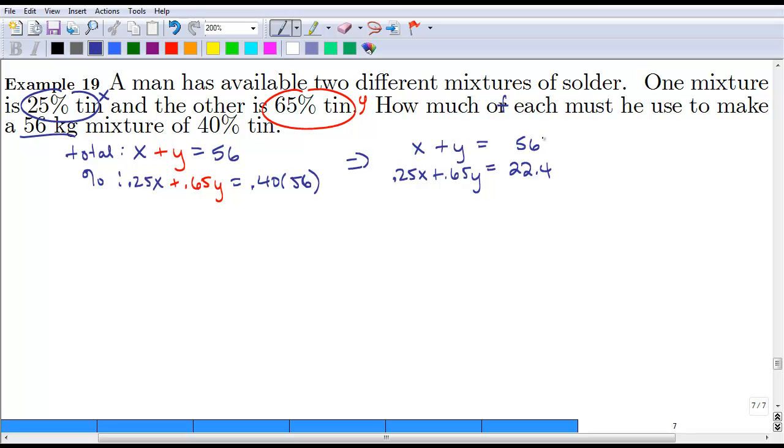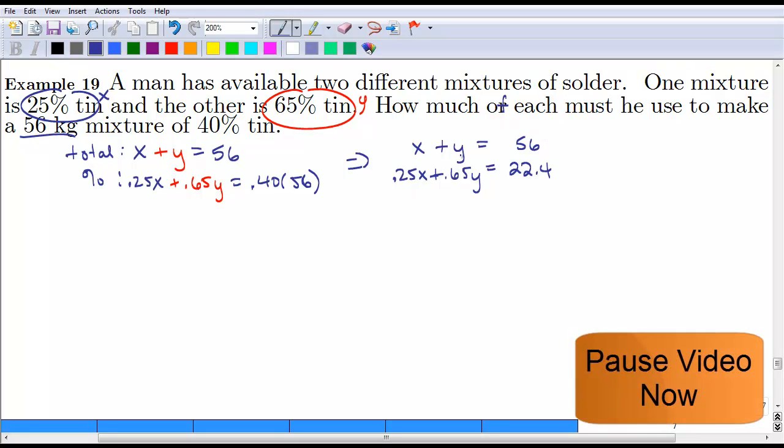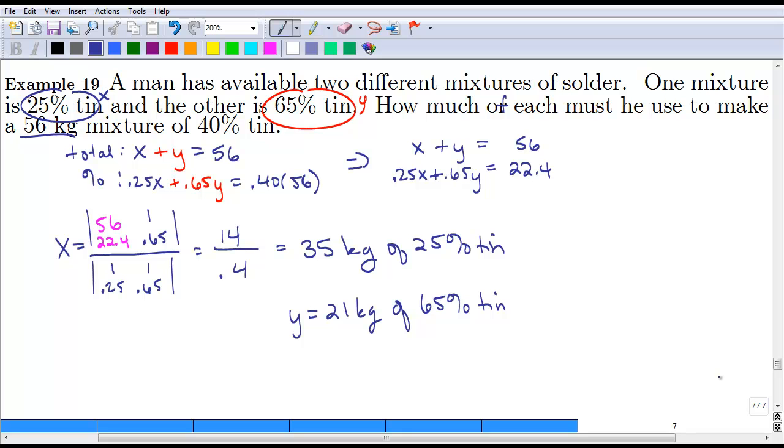So now we have our system of equations. Again, I want you to pause the video at this point and use Cramer's rule to solve this system of equations. In this case, we only need to really find one of the variables because we can just subtract in that first equation to find the other amount.